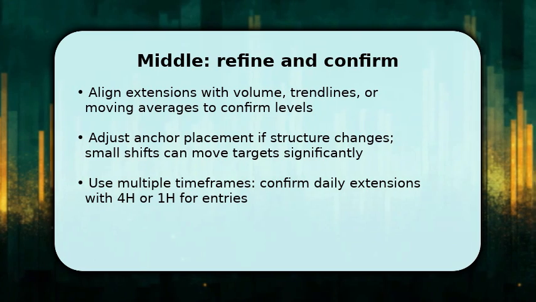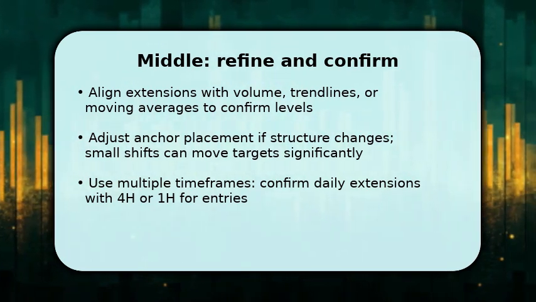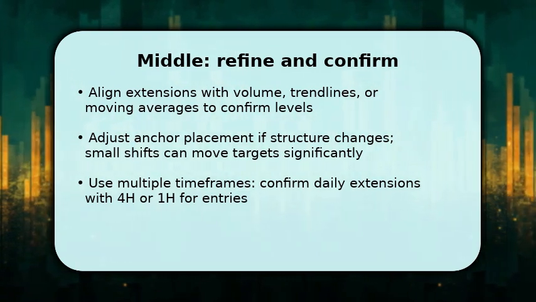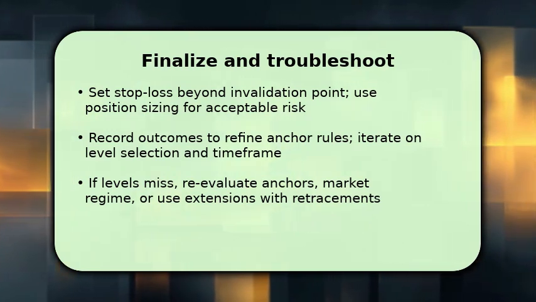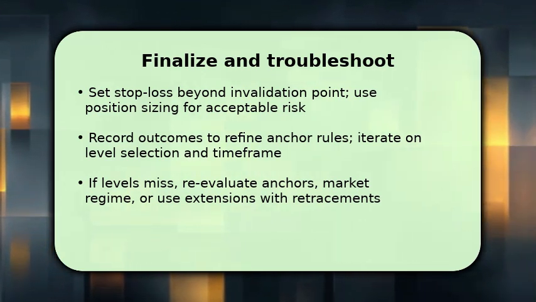A daily extension backed by 4H confirmation gives higher probability entries and clearer stop placement, reducing false breakouts and improving risk-reward. You complete the setup by defining stops, targets, and position size relative to your risk rules. This turns projections into a trade plan.